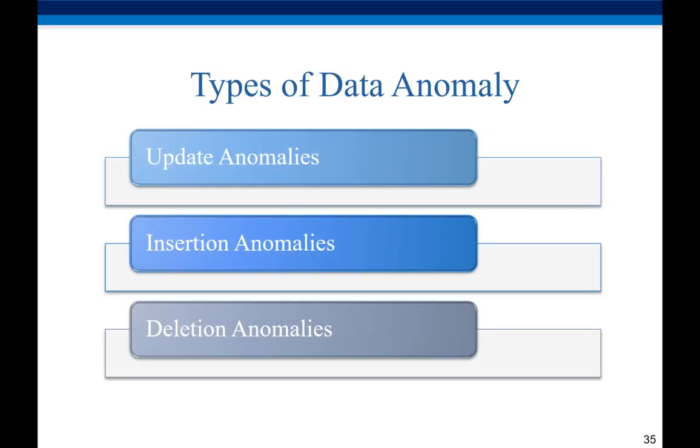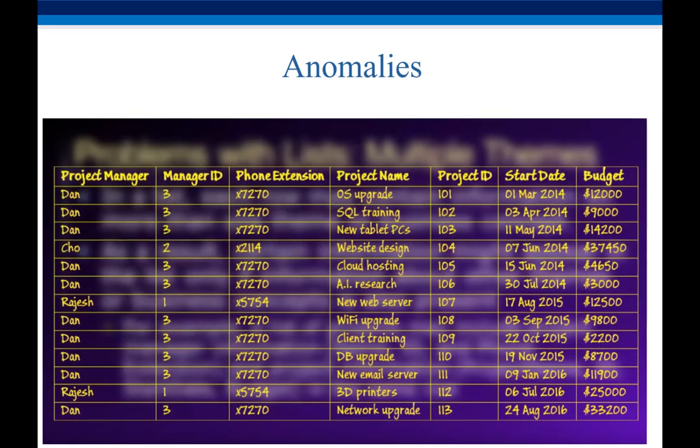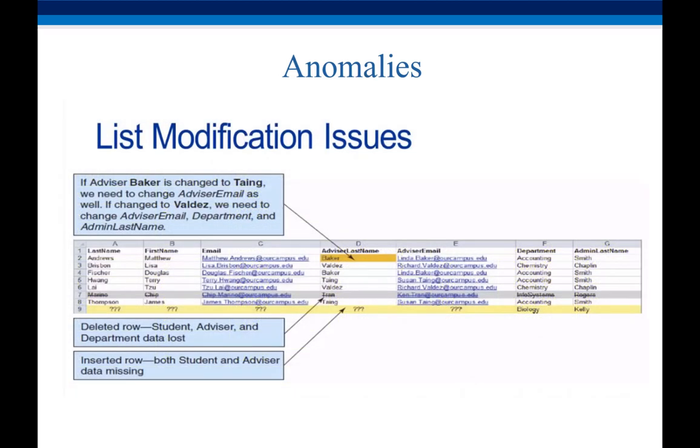And there are 3 of them: update, insertion, deletion. And again, this is going to be the example that is going to be used. And this is another one he will go into heavily. So you can see he says if Evasive Baker has changed, you need to change the email, and then you need to change Valdez. We need to change the advisor email, department, and last name. So you have multiple things that you need to change if you make one simple change.